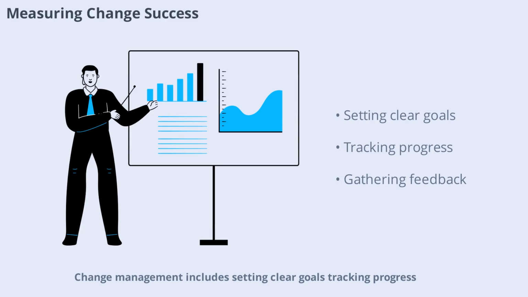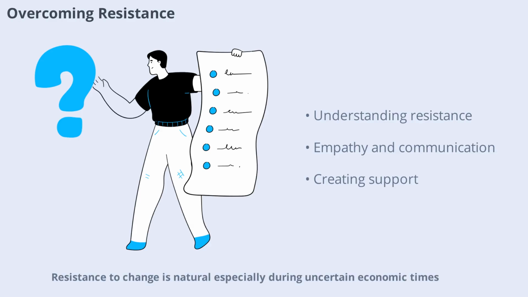Change management includes setting clear goals, tracking progress, and gathering feedback. By analyzing results and making adjustments, organizations can continuously improve their change processes and achieve better outcomes. Resistance to change is natural, especially during uncertain economic times. Change management helps leaders understand the sources of resistance and address concerns through empathy, communication, and involvement. By creating a supportive environment, organizations can turn resistance into engagement and drive successful transformations.